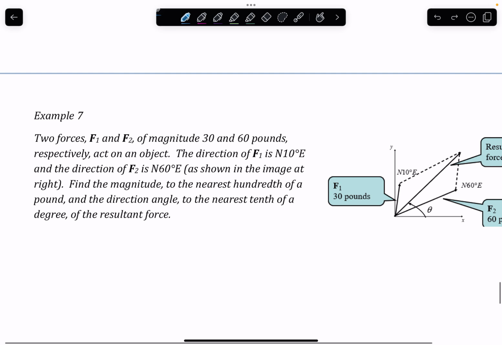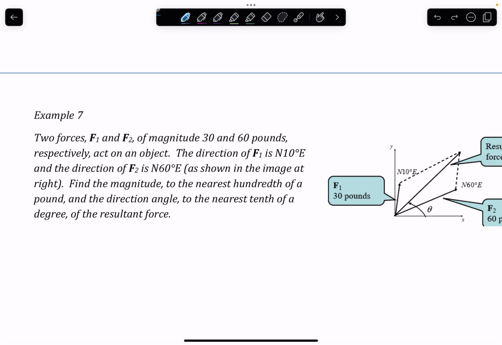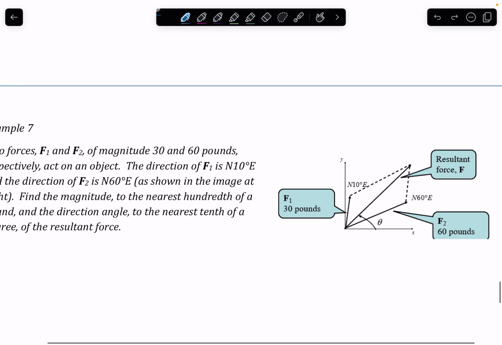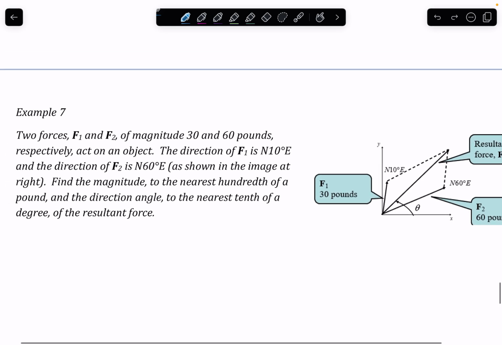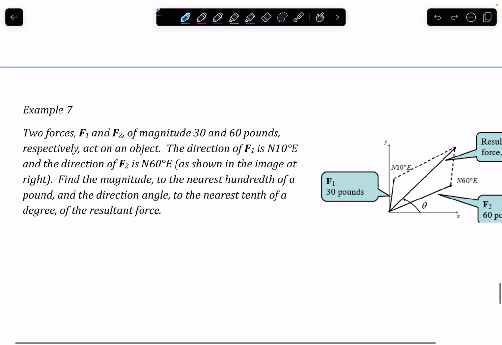Let me keep reading. Find the magnitude to the nearest hundredth of a pound and the direction angle to the nearest tenth of a degree of the resultant force. So the magnitude is the length of the resultant vector, from tail to end, and the direction is the angle theta drawn from our positive x-axis up to that resulting vector. We've got a lot to do here.